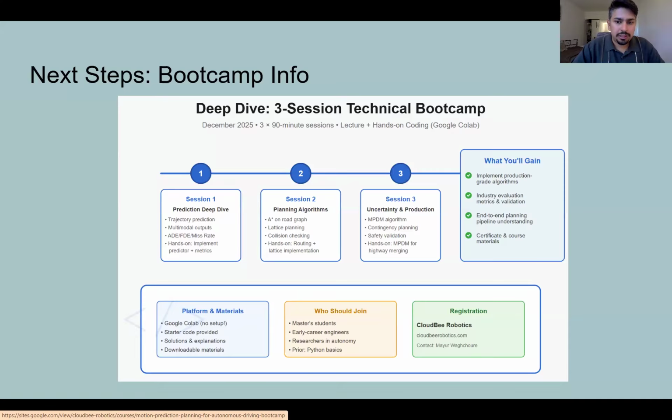And the third part is more the uncertainty and the ML side. That's the third session, and we will also implement some MPDM kind of planner. Then you will look at what you learned today in more detail and more depth, and we'll have more time to discuss and ask deeper questions.